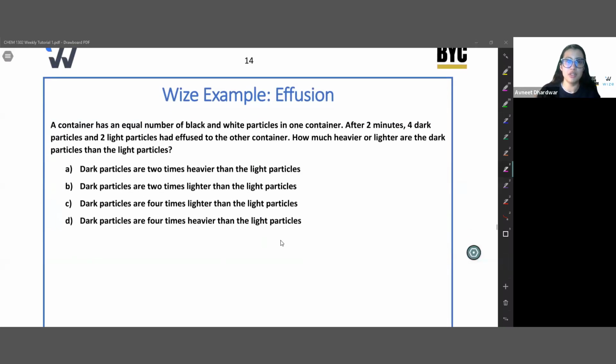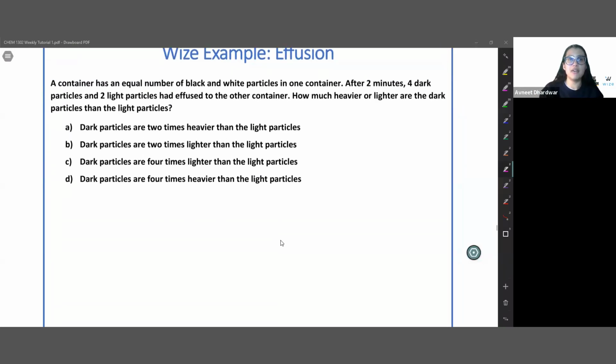Okay, so we can apply this to this problem here. It says a container has an equal number of black and white particles in one container. And after 2 minutes, 4 dark particles and 2 light particles had effused to the other container. How much heavier or lighter are the dark particles than the light particles? So the first thing we see is that after the certain amount of time has passed, 4 dark particles were found on the right and 2 light particles were found on the right.